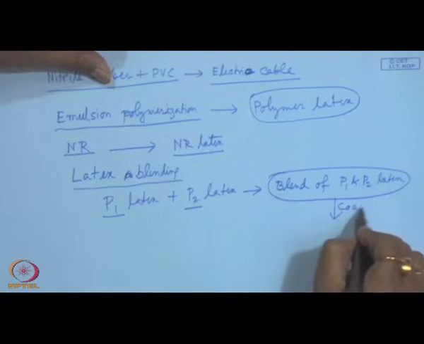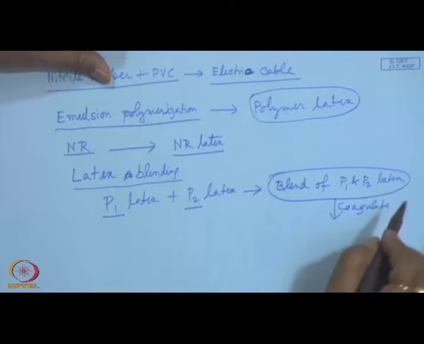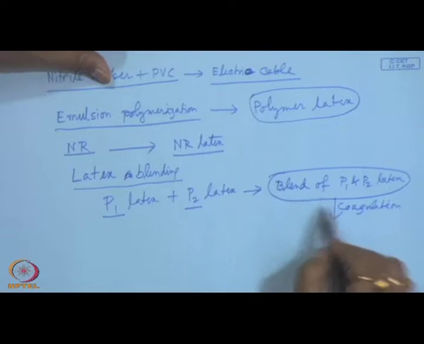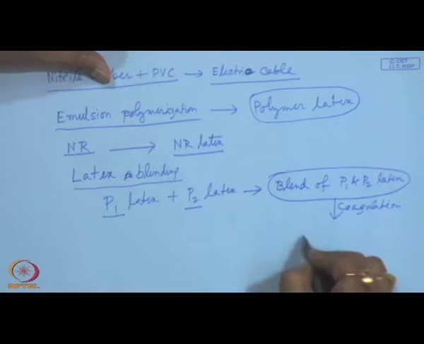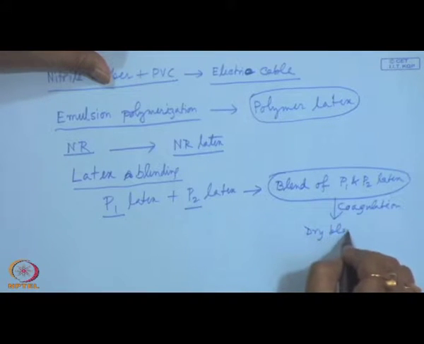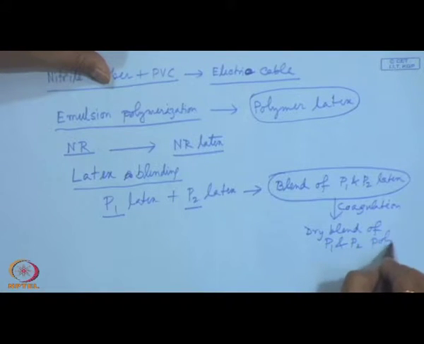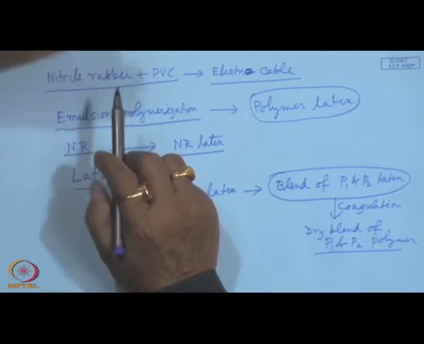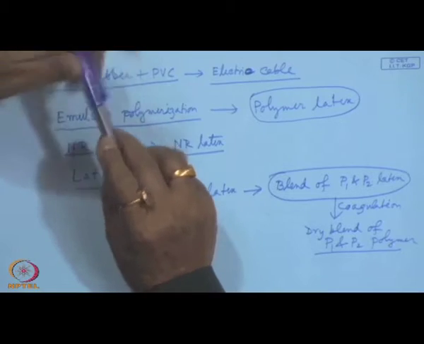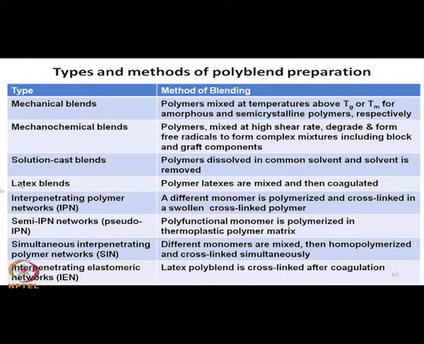We can coagulate this blend, the latex blend, and we can have a dry blend of P1 and P2 polymer. Then next is the interpenetrating polymer network, IPN.